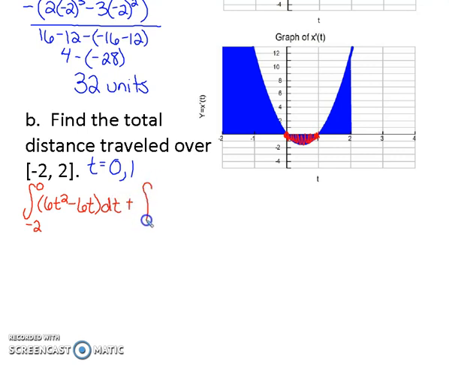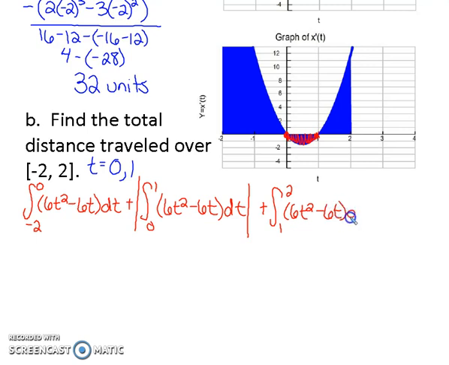Then when we go to add the next amount, it is going to come out to be negative. We can tell that from the graph. So what we would want to do is take the absolute value of it. And then the third amount is above the x-axis, so we do not need to absolute value it.